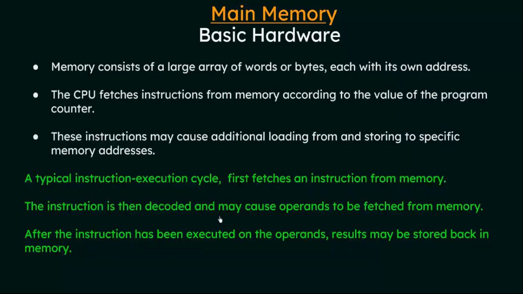And after that is done, the instruction will be executed. That is, the addition will be done, based on our example. So 2 plus 3 will be added. And what is the result? The result is 5. After the instruction is executed, the result may be stored back to memory. So we need to store the result in some memory location too. The sum of 2 plus 3, which is 5, will be stored back to some memory location. This is how a typical instruction execution cycle works.